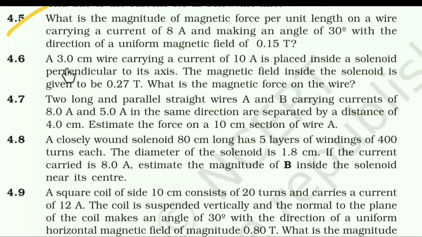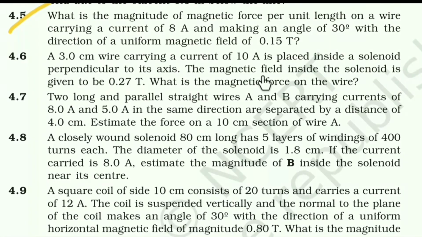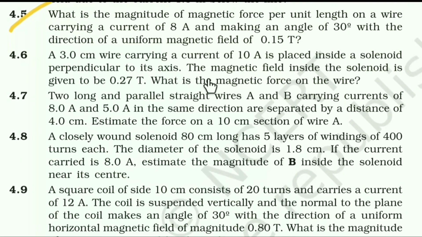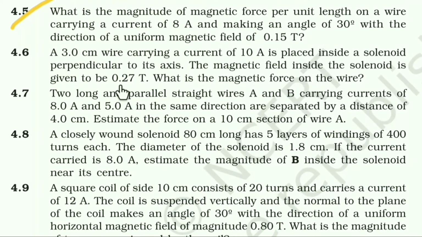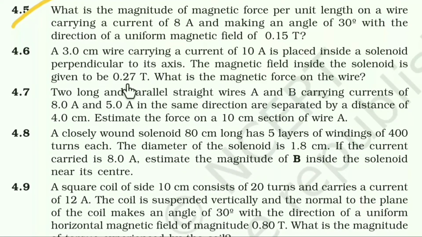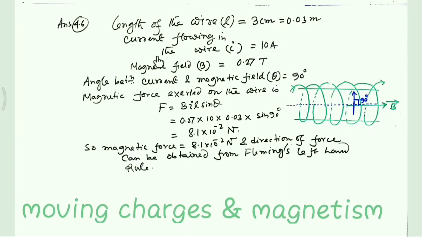A 3.0 centimeter wire carrying a current of 10 ampere is placed inside a solenoid perpendicular to its axis. The magnetic field inside the solenoid is given to be 0.27 Tesla. What is the magnetic force on the wire? Okay, you can see this is the figure. It is a solenoid and the current is flowing in the 3 centimeter wire and it is perpendicular to the magnetic field B, 90 degree.